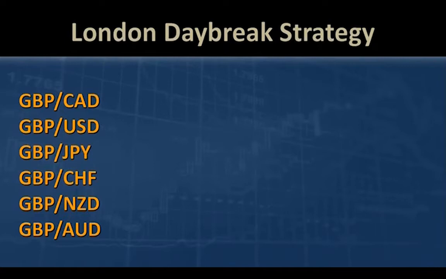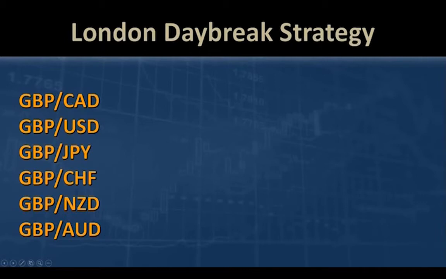For the London Daybreak trading strategy, these are the 6 currency pairs we are going to utilize: the Great British Pound Canadian Dollar, the Great British Pound US Dollar, Great British Pound Japanese Yen, Great British Pound Swiss Franc, Great British Pound New Zealand Dollar, the Kiwi, and the Great British Pound Australian Dollar, the Aussie.